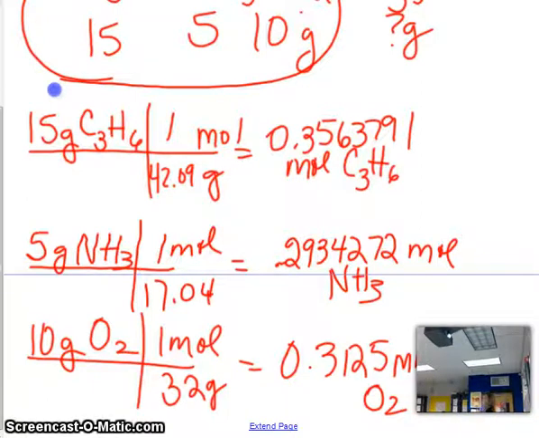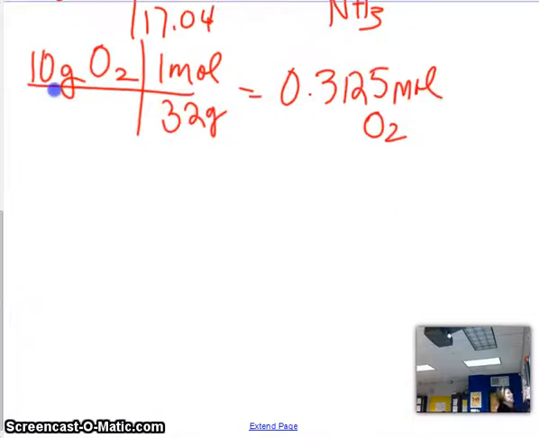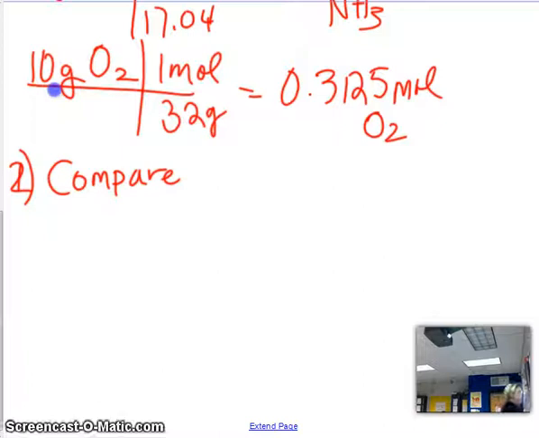Remember, Joe, I said you never use the coefficients unless you're doing a mole-mole problem. All right, so that's why. Okay, so this is a tricky one because now there's 3 reactants we have to compare. But you can only compare 2 at a time. So my next step after I find moles is to compare what I have to what I need.